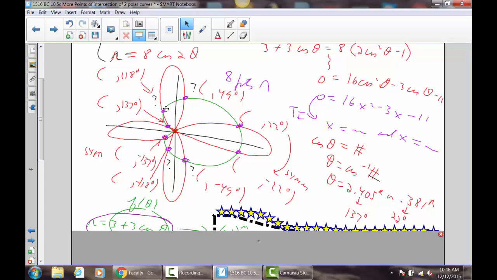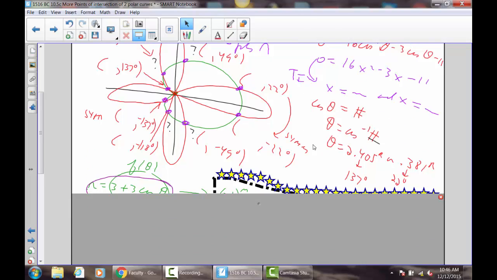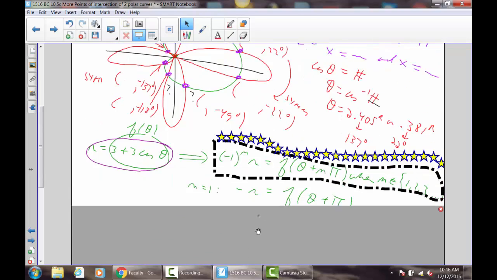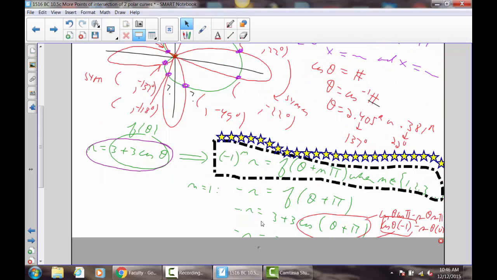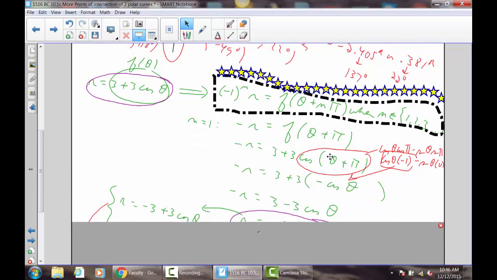But we have these 4 unknown points of intersection that did not come up. So what I'm going to do is take that original equation and use that fancy formula on it. What I end up finding out, and this takes a long time, is that at this point you're going to have to expand this. Remember, the cosine of a plus b is cos a cos b minus sine a sine b.